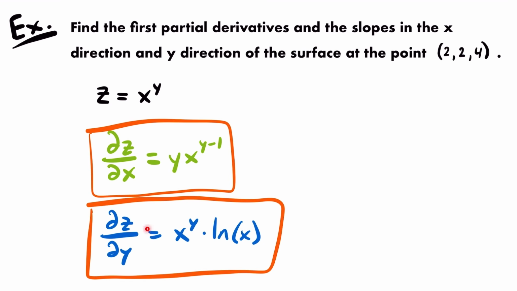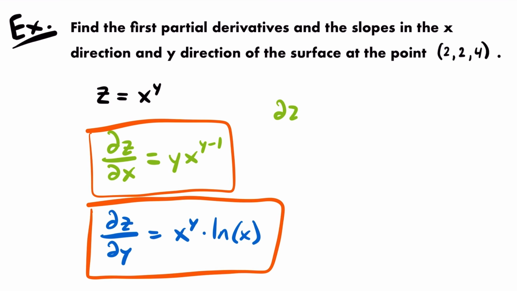And so those are the first partial derivatives, but now let's use them. We want to find the slopes in the x direction and y direction of this surface at the point 2, 2, 4. And so we'll get the slope in the x direction by using the partial derivative with respect to x, and we'll find the slope in the y direction by using the partial derivative with respect to y. All we have to do is plug in the x and y coordinates from this point into those derivatives.